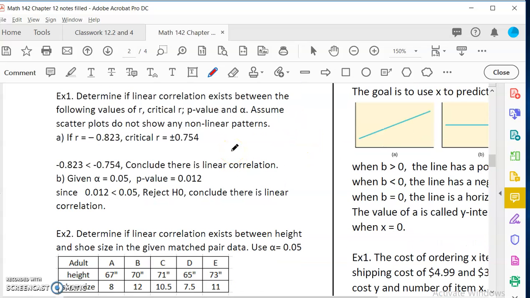Someone gives a pair of x, y data, and they run statistics and give r equal to negative 0.823. Critical is plus and minus 0.754. Is there linear correlation? I'm going to draw a picture. Negative 1, 1, negative 0.75, positive 0.75. My number is negative 0.823. Does it pass the threshold? Yes, it does, right? Our number is here, negative 0.823, so it is linear correlation.